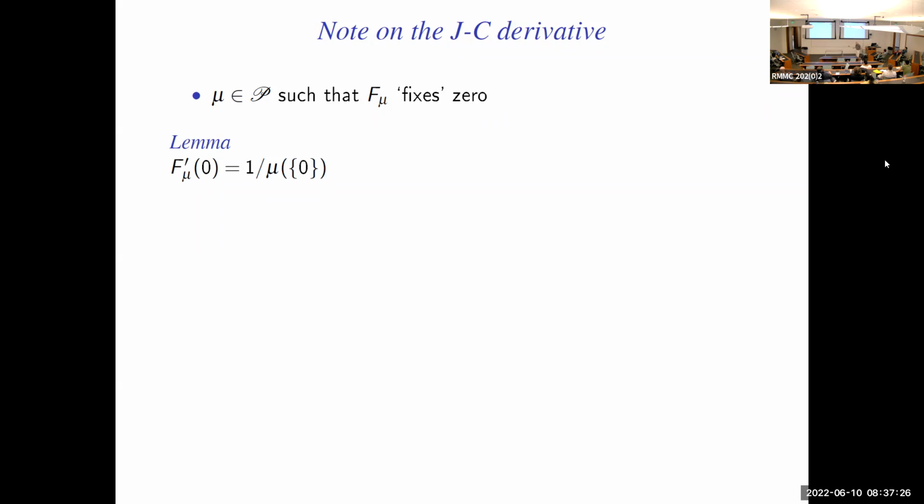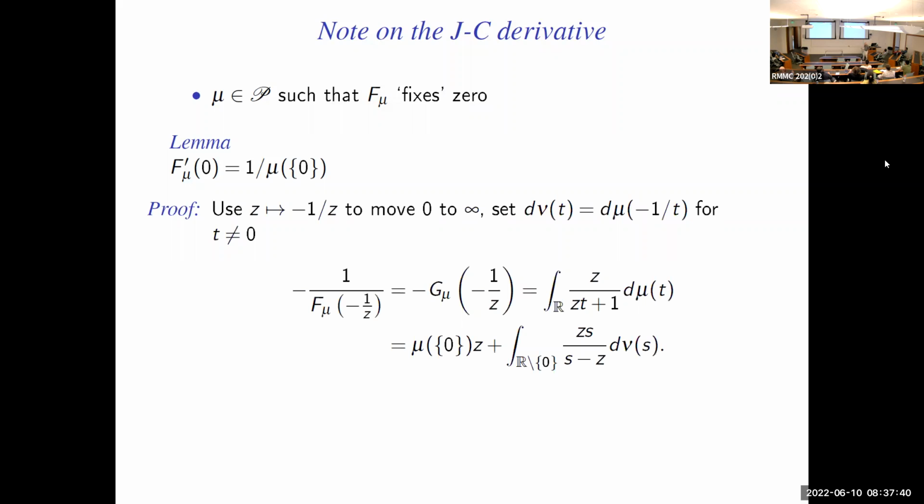It's an equality. Well, how do you do that? This is true even when mu assigns no mass to the point 0. The Julia-Carathéodory derivative in that case is just infinite. How do you prove that? Since we defined the Julia-Carathéodory derivative using points at infinity, let's just transform the problem by moving 0 to infinity.